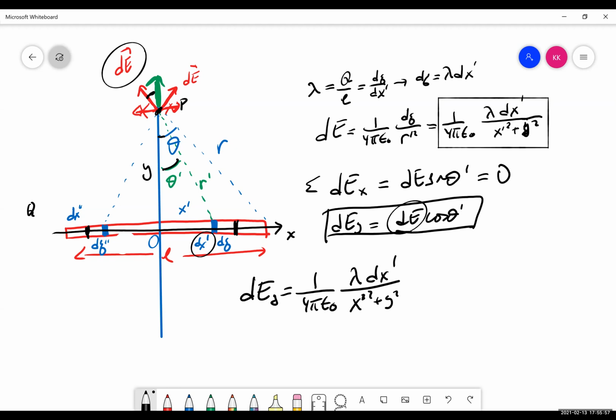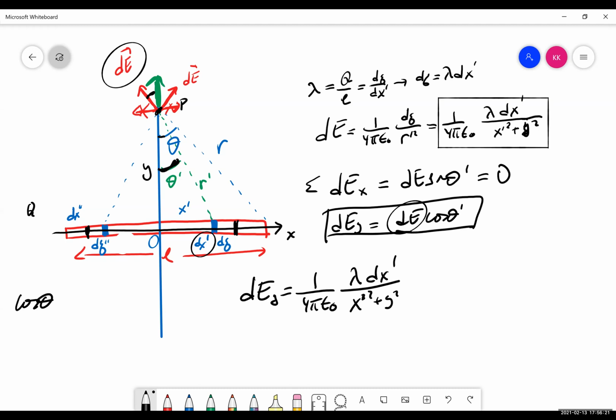Sorry, I need to make that correction. That means I am dealing with the cosine of theta for the y component of that electric field. But again, cosine of theta is adjacent over hypotenuse, right? So I can replace cosine of theta.